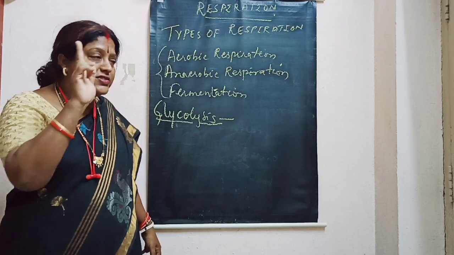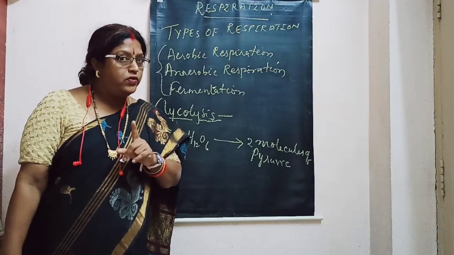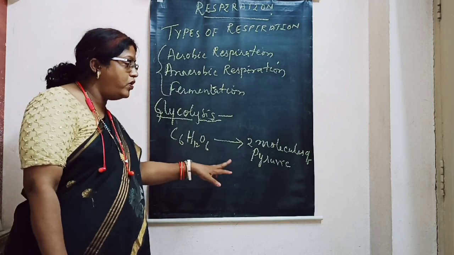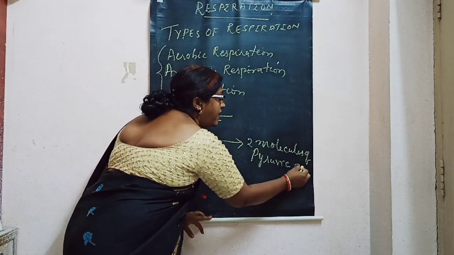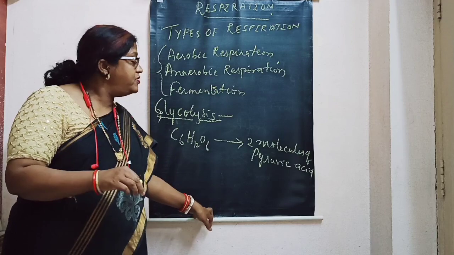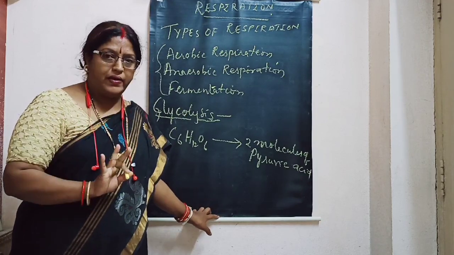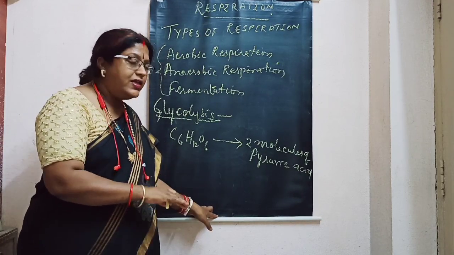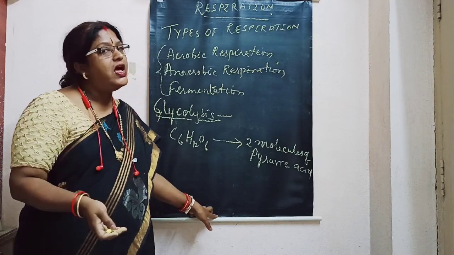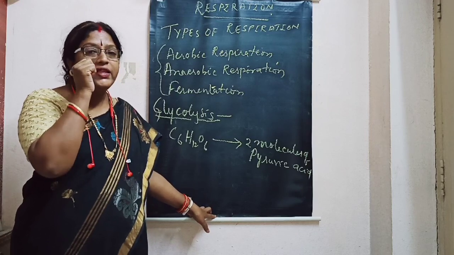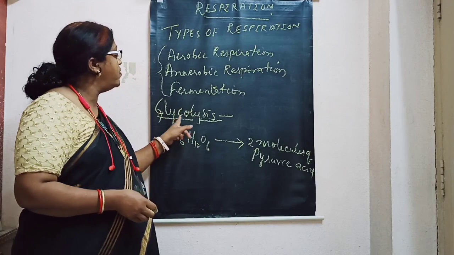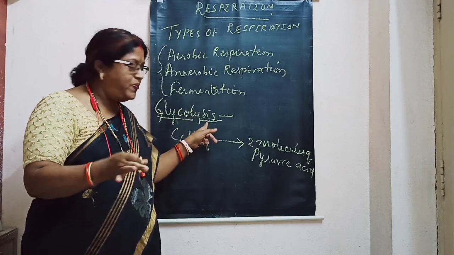In the first stage, one molecule of glucose with 6 carbon atoms is converted to 2 molecules of pyruvic acid, each pyruvic acid having 3 carbon atoms. This takes place in the presence or absence of oxygen. Carbon dioxide is not produced and very little energy is released. That is called glycolysis. Understood, children? So glyco is glucose and lysis means breaking, splitting.